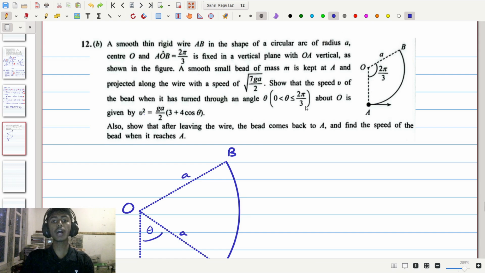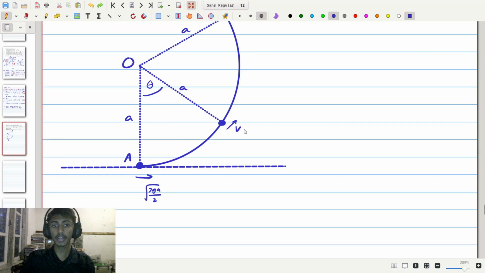So to start off this question, we need to show that v² = (ga/2)(3 + 4cosθ) when the particle turns through an angle θ like this from the downward vertical all the way up to the current position. So given this, what we're going to do is to apply conservation of energy.